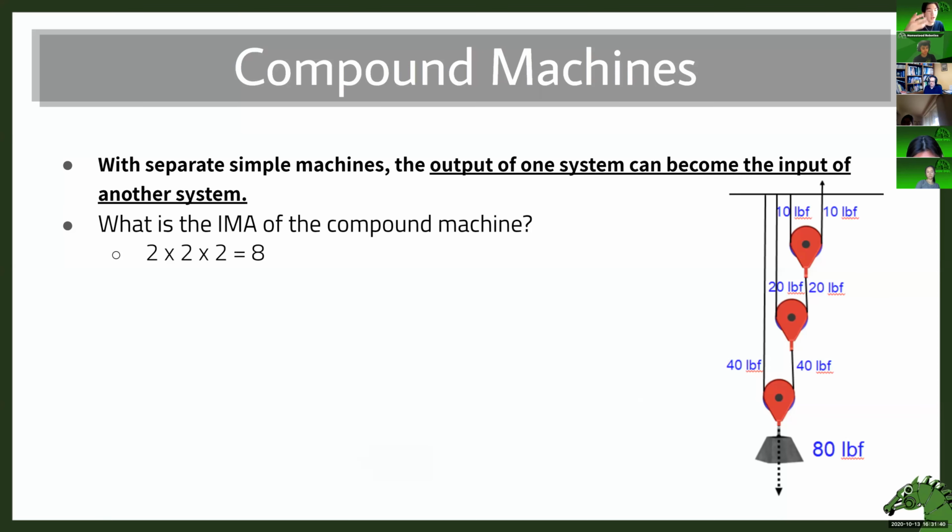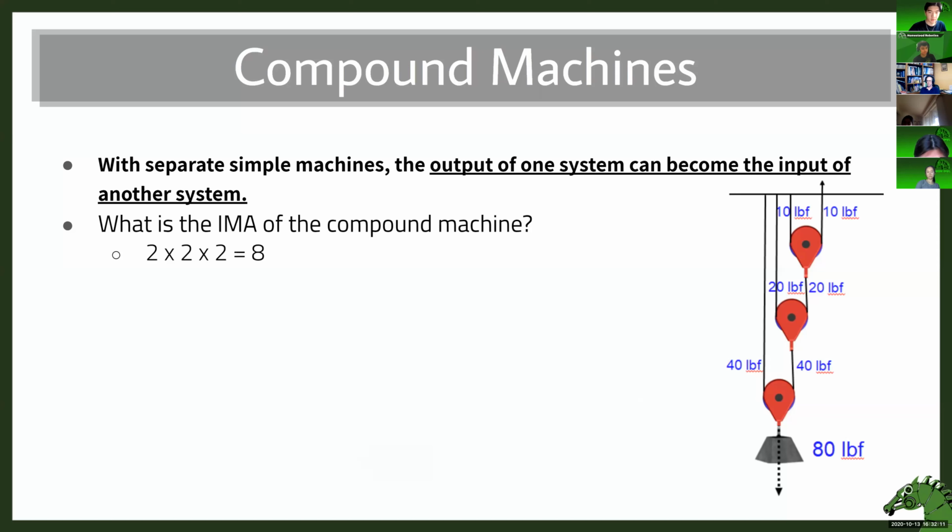How do you get a large mechanical advantage without having a ridiculously large system, like 2 large wheels? That's with compound machines, which are just a bunch of separate, simple machines where the output of one system becomes the input of another. So basically, if you look here, this is a bunch of movable pulleys, hooked up in what you could call series.